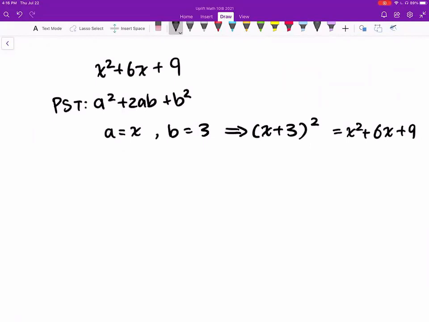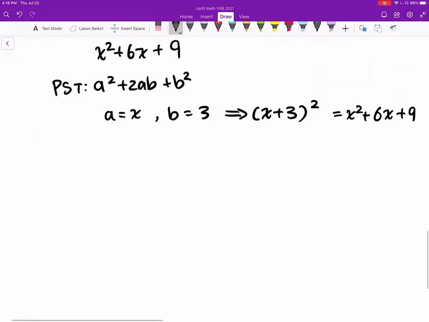We could probably do another example. Let's go with 49x squared minus 56x plus 16. Yeah, that looks fun.